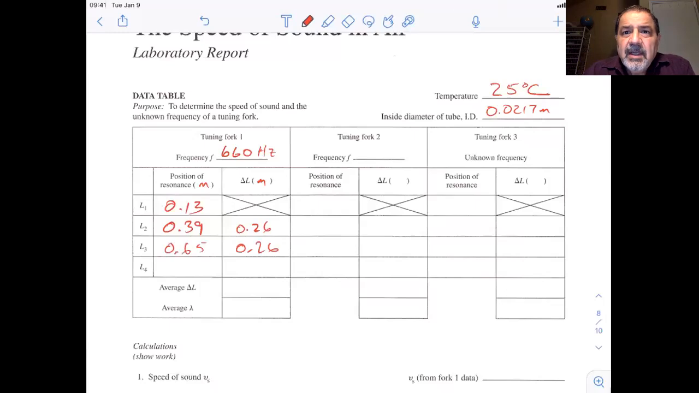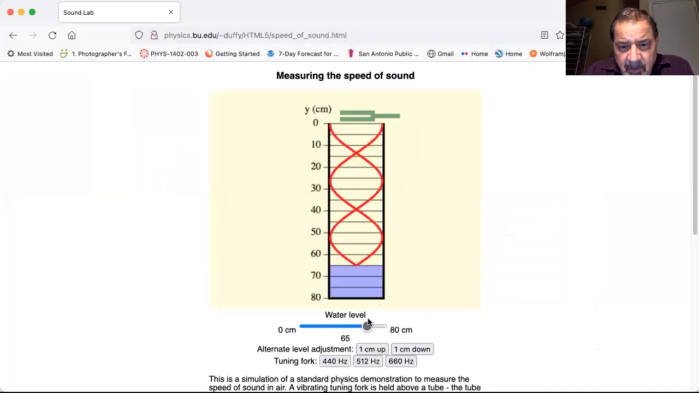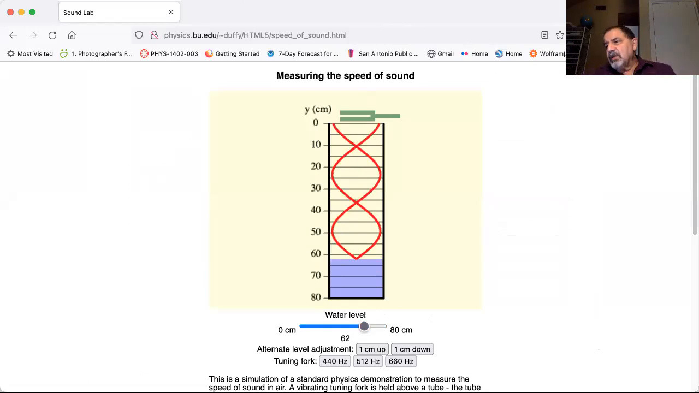Let's try it. It doesn't look like it's going to get much further, and we can't. So those are the only two that we get. So let's show you how to fill out the rest of it. Now, you're not going to be using 660. This is just for demonstration purposes.